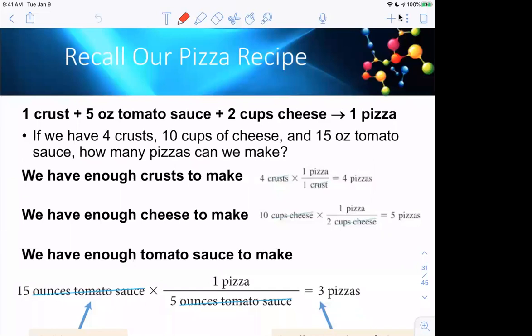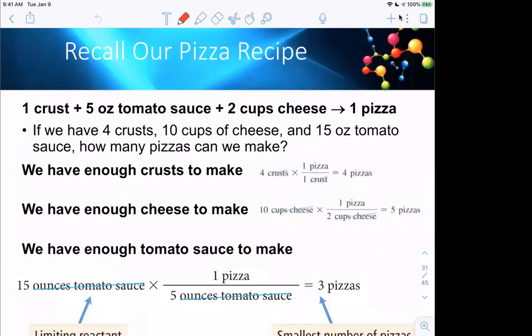So let's go back to our pizza recipe. Remember, our recipe had the ratio, 1 crust for every 5 ounces of tomato sauce to every 2 cups of cheese, and then my product was 1 pizza. So these were the ratios, 1 to 5 ounce to 2 to 1. Now, how many pizzas can I make if I have 4 crusts, 10 cups of cheese, and 15 ounces of tomato sauce?